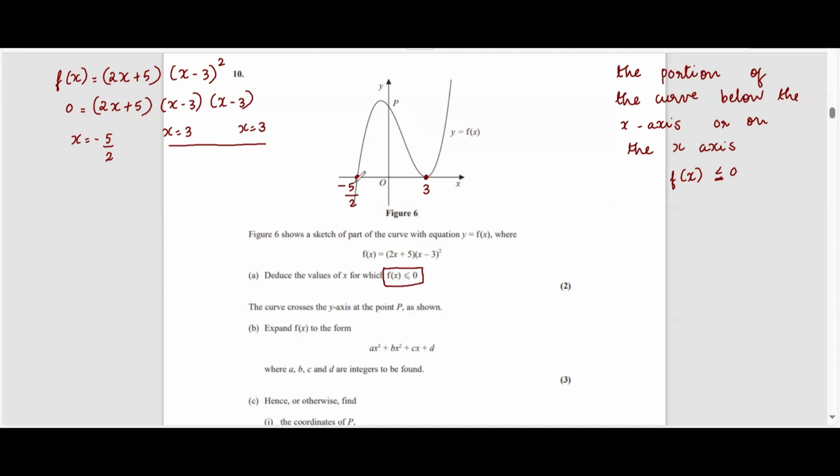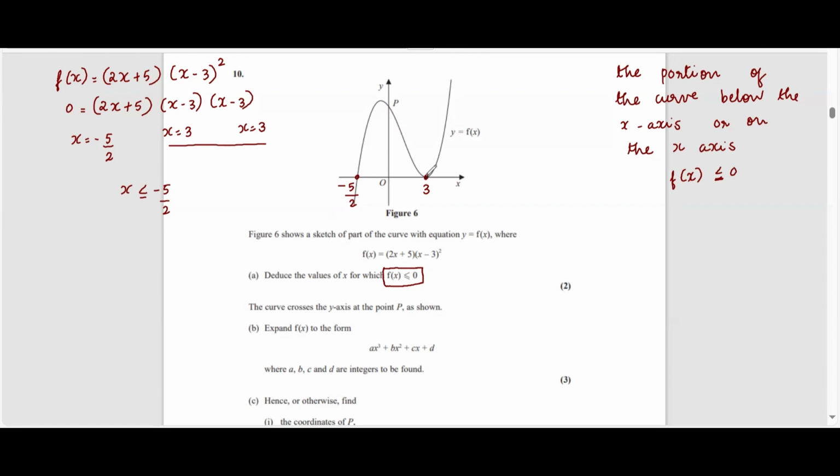I can see the portion of the curve below the x-axis is from minus 5 by 2 towards the left of it. Minus 5 by 2 towards left of it means your x values should be less than or equal to minus 5 by 2 because y can be 0 or it can be negative. That is happening when your x is minus 5 by 2 or less than minus 5 by 2. All your y values are negative.